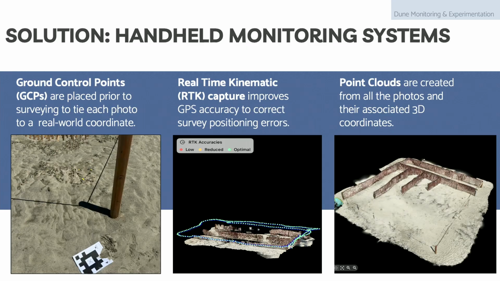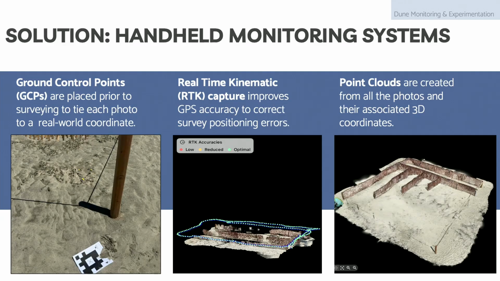Real-time kinematic, or RTK, is basically a refined GPS system. Normally, GPS has an accuracy of several meters, too imprecise for detailed survey work. RTK fixes this by using a second stationary GPS receiver as a reference point. By constantly comparing signals between the iPhone and the fixed receiver, RTK corrects positioning errors in real time, so every photo you take is tagged with a highly precise location.